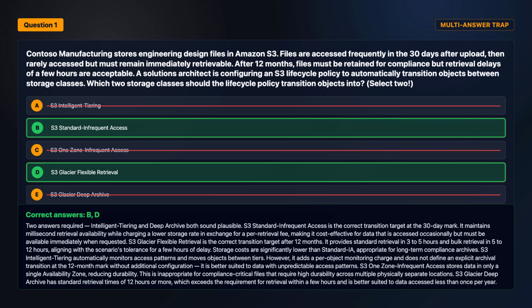S3 One Zone-Infrequent Access stores data in only a single availability zone, reducing durability. This is inappropriate for compliance-critical files that require high durability across multiple physically separate locations. S3 Glacier Deep Archive has standard retrieval times of 12 hours or more, which exceeds the requirement for retrieval within a few hours, and is better suited to data accessed less than once per year.